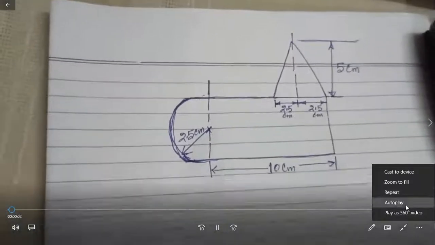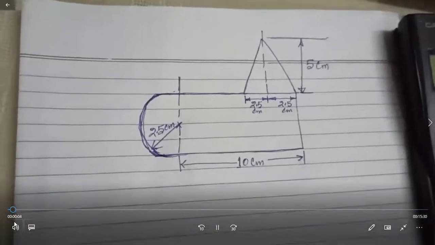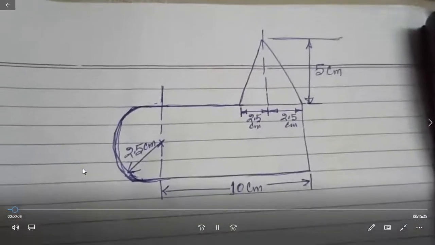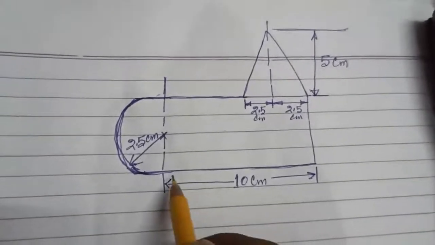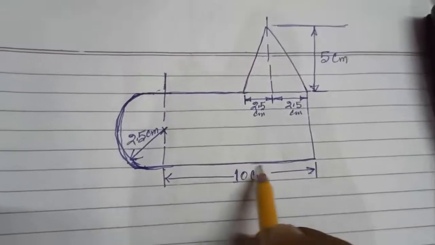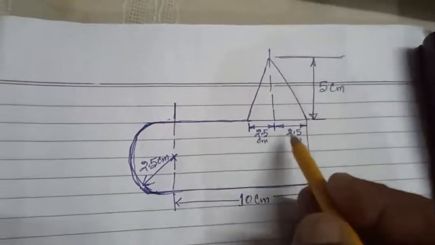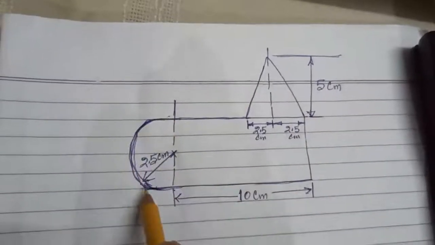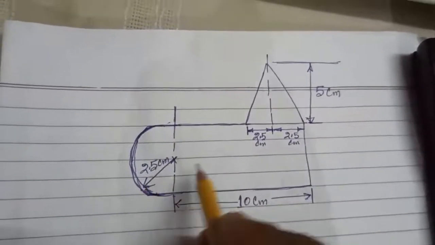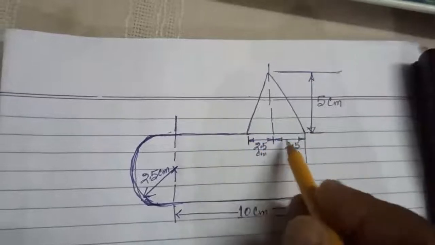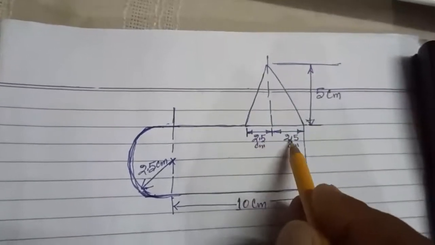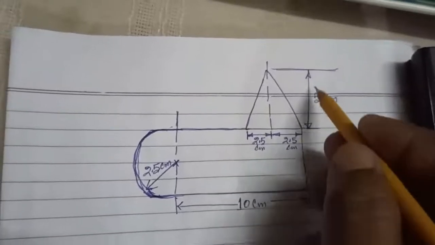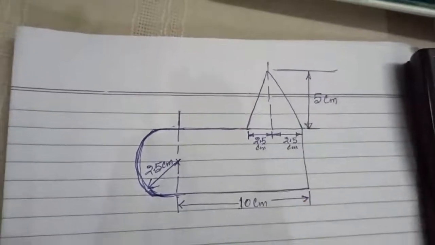We will discuss some more problems of centroid of composite figures. So now this is a composite figure. The figure's dimension is like this. So this is a rectangle. This is a semicircle of radius 2.5 centimeter. This is an isosceles triangle. 2.5 centimeter plus 2.5 centimeter, 5 centimeter is the base and 5 centimeter is the height. So this is the figure.